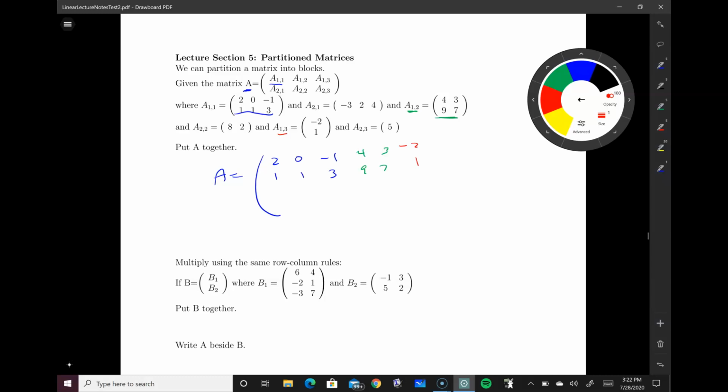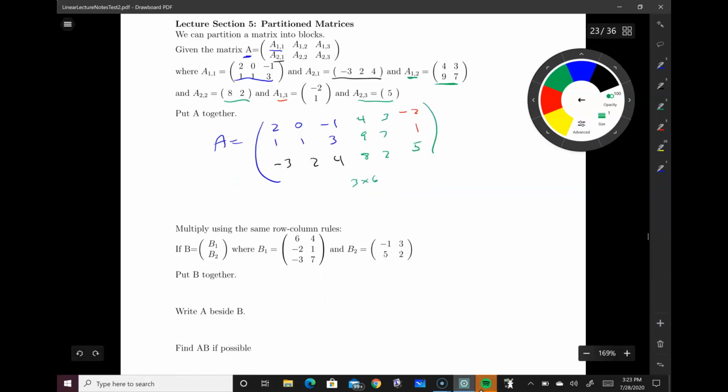All right, so now moving down to A21. A21 is this, negative 3, 2, 4. And then A22 is 8, 2. And then A23 is 5. So that gives me a 3 by 6 matrix by putting the different matrices of different sizes together.